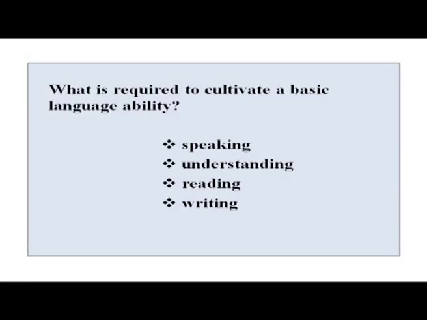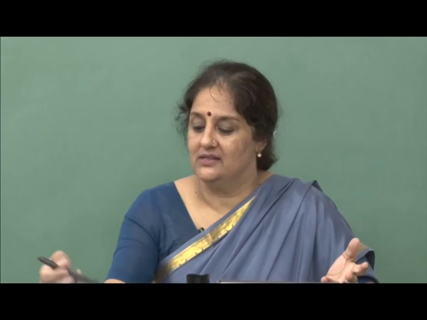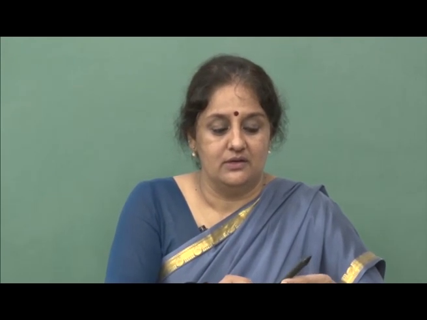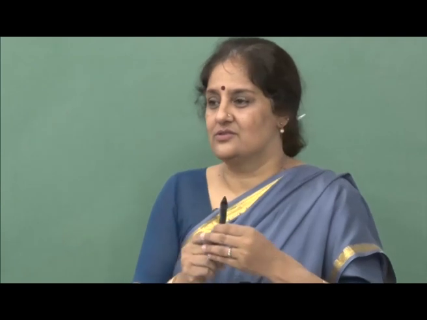So, what is required to cultivate a basic language ability? What are the important things that are required for someone to be able to speak or communicate? To communicate, there are two important things. One is the spoken part and one is the writing part. For the spoken part, there are different things that are required. For the writing part, there are certain different things that are essential.